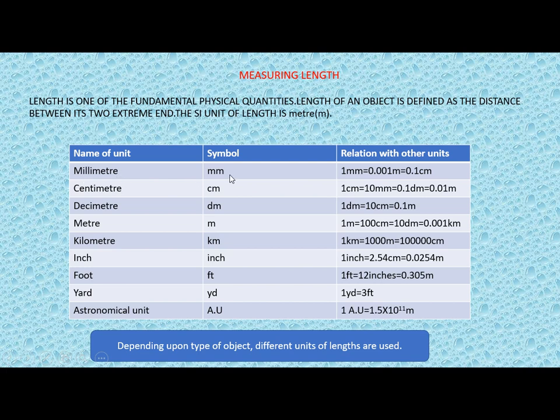Millimeter, its symbol is mm, and the relation with other units, that 1 millimeter equals how many meter and how many centimeter, is given over here. Then we have centimeter, its symbol is cm, and the relation between millimeter, decimeter and meter is given over here. Then we have decimeter, its symbol is dm. We know that 1 decimeter equals 10 centimeter, or it is equal to 0.1 meter.